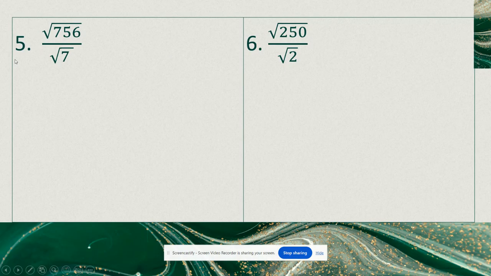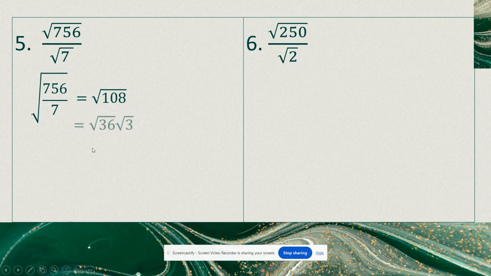Moving on to number 5. We have the square root of 756 over the square root of 7. When I look at this, I want to combine these, because if we look at it close enough, we know that 756 is divisible by 7. So for this one, we start with our numerator radical and our denominator radical. We use our reverse division property and combine them into one to see if we can reduce it, and of course we can. 756 divided by 7 is 108, so I have the square root of 108.